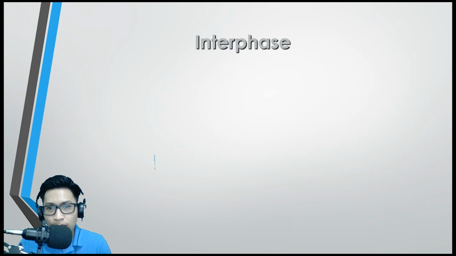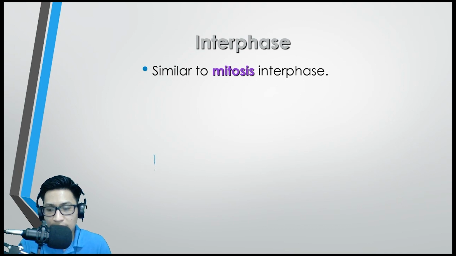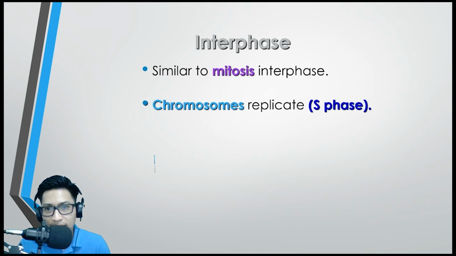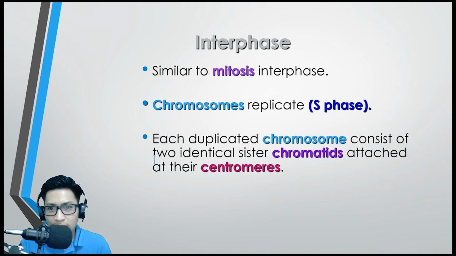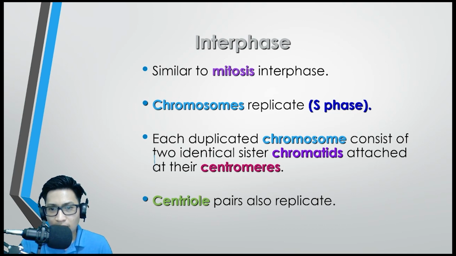Like mitosis, meiosis also has interphase. It is similar to mitosis interphase, where the chromosomes are replicated during the S phase. The cell also grows and prepares for the cell division. Each duplicated chromosome consists of 2 identical sister chromatids attached at their centromeres. Later on, we will be discussing more about these sister chromatids. Also, during interphase, the centrioles are replicated in preparation for the pulling of the chromosomes.